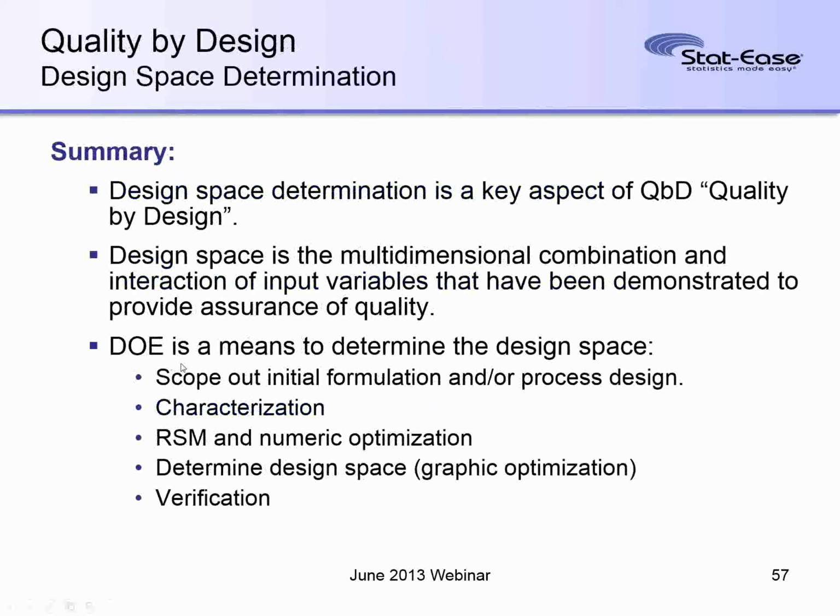That DOE is only one tool you can use to do that. It can help you scope out initial formulation or process design, characterize how your factors work together interacting, and using response surface designs to get that numerical optimization output, and determine the design space with our graphical optimization tools. The verification step, what we talked about just now, is verifying that the confidence interval works the way it's supposed to.